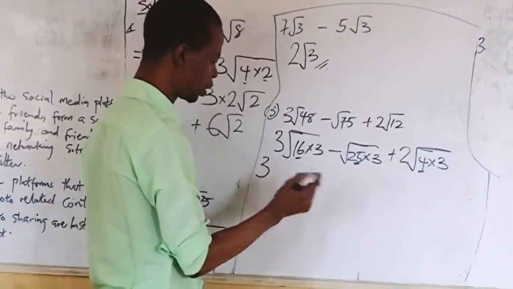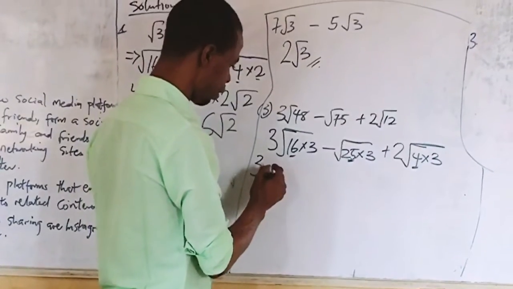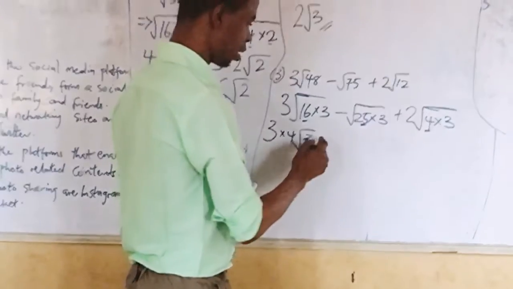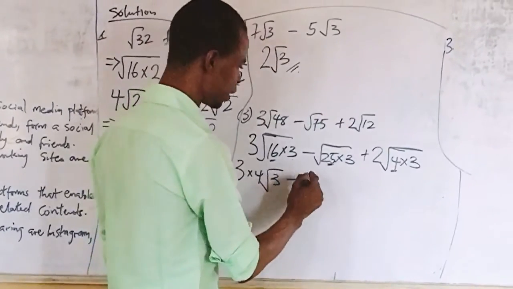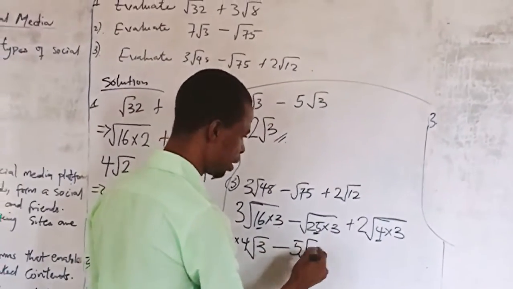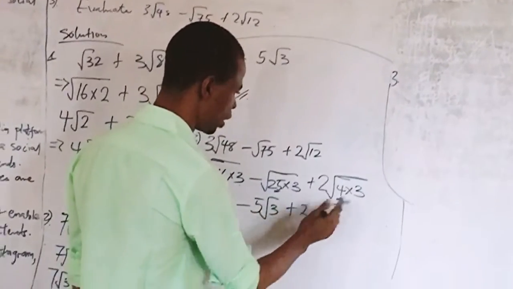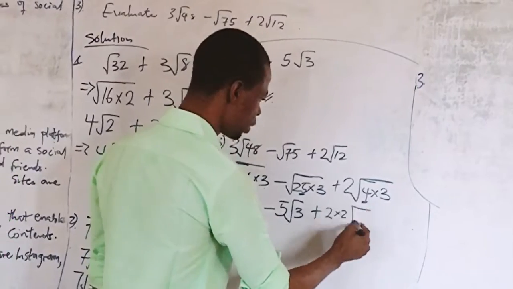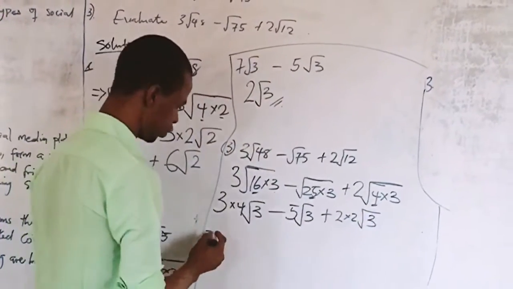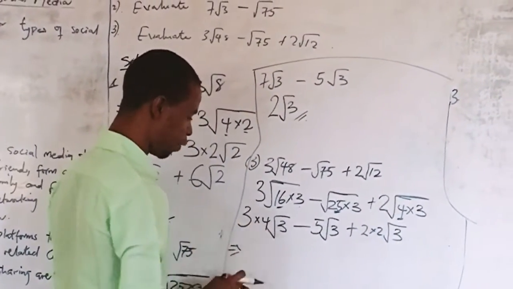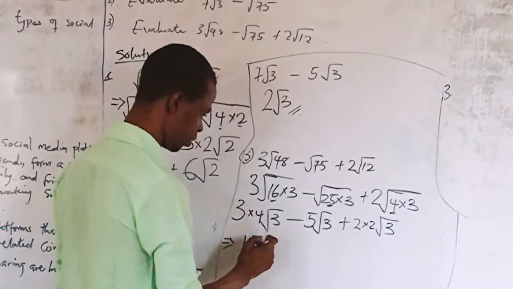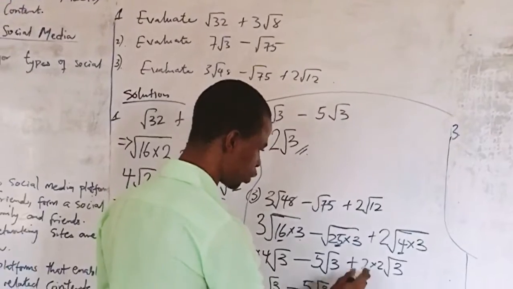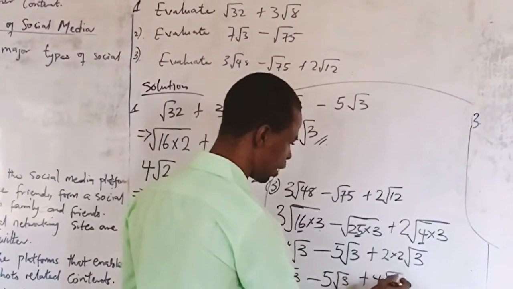The square root of 16 is what? Is 4 now. So that's multiplied by 4. This is now the square root, so we have 3 minus square root of this is 5 root 3 plus I'm having 2. The square root of this is 2 also. Square root of 4 is 2. So root 3. So that I'm going to have 3 multiplied by 4 is 12 root 3 minus 5 root 3 plus 2 times 2 is 4 root 3.